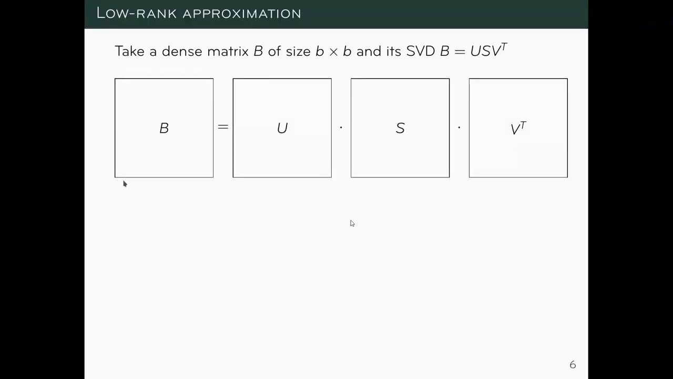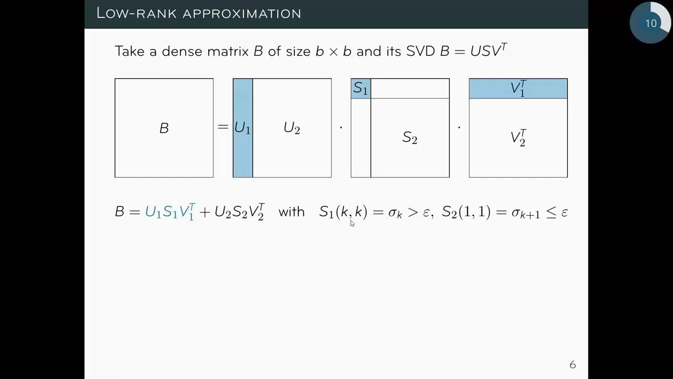What we are doing here is using low-rank approximation techniques. Let's go back to the case of a dense matrix, B, or a block, and let's assume that we have computed its singular value decomposition, and therefore this S matrix here is a diagonal matrix that contains the singular values in decreasing order. Now if we choose a threshold epsilon, we can split these singular values in two groups: we put in S1 all the singular values that are larger than epsilon, and in S2 all the rest. This allows us to write B as a sum of these two terms.